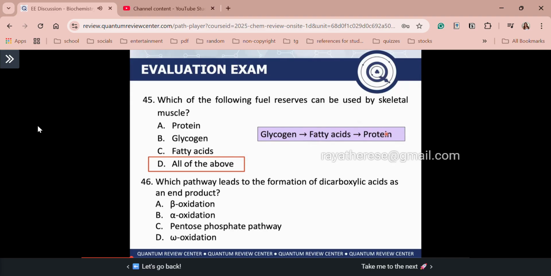Yes, class, but this is still under your beta oxidation, the side reaction of your beta oxidation. Let's check. Which pathway leads to the formation of dicarboxylic acids as an end product? Is it A, beta oxidation, B, alpha oxidation, C, pentose phosphate pathway, or D, omega oxidation? Oh class, clearly, our beta oxidation is not the correct answer, okay? So in our beta oxidation, our product is acetyl-CoA. It's not a dicarboxylic acid, all right? Sa pentose phosphate pathway, remember, our products are sugars and NADPH.